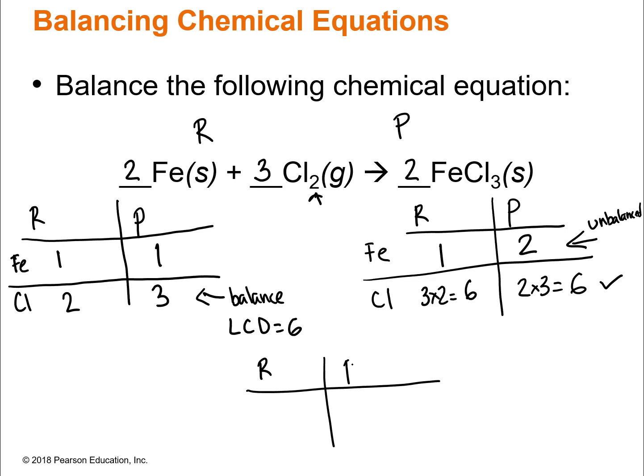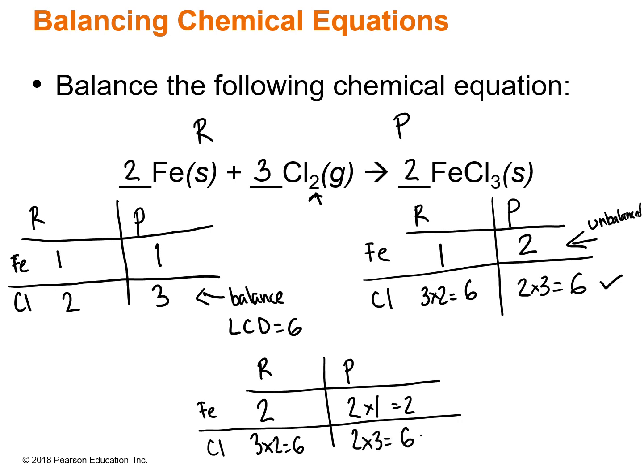I'll do my final check. I've got 2 atoms of iron, and 3 times 2 equals 6 atoms of chlorine. We've got this 2 multiplier out here, so it's going to be 2 times 1 equals 2 atoms of iron, and 2 times 3 is 6 atoms of chlorine. Now we're balanced because we've got the same number of atoms on both sides.